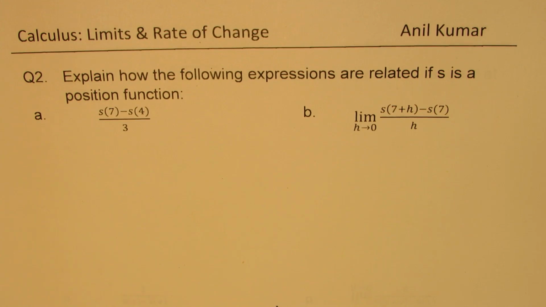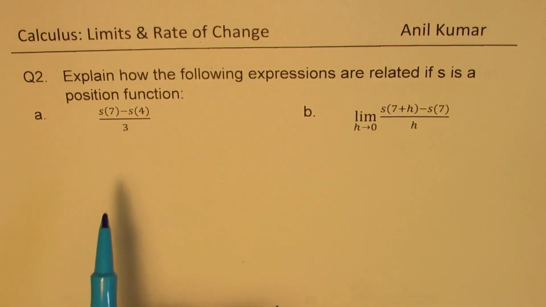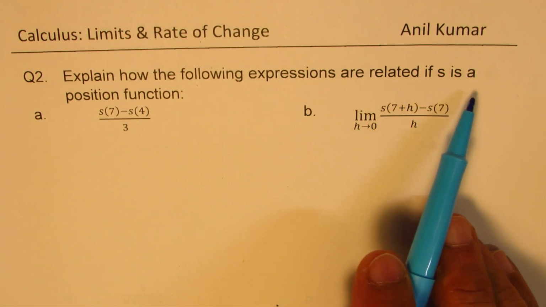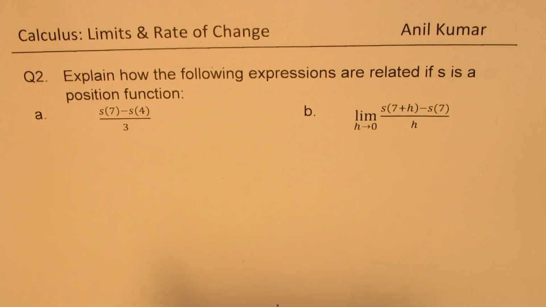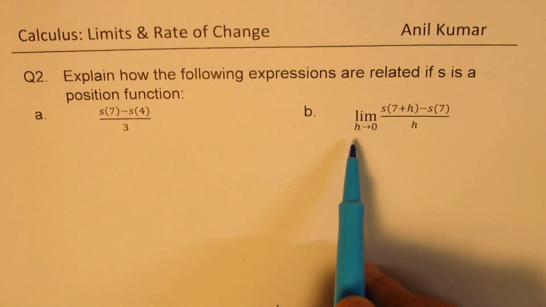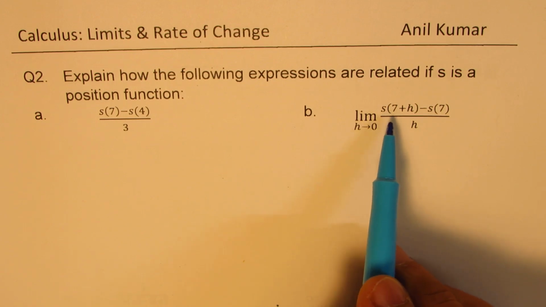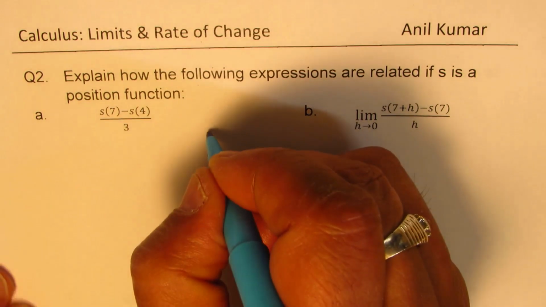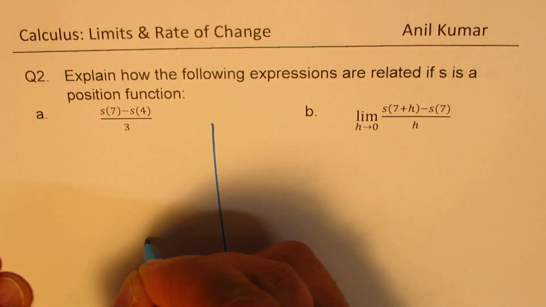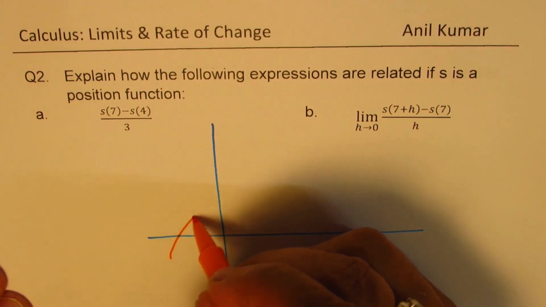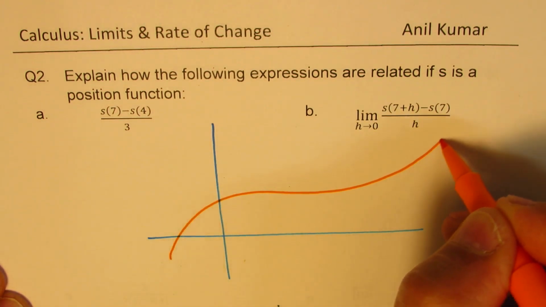Now let us try to understand the solution of question number 2 on a fresh page. Explain how the following expressions are related if S is a position function. S of 7 minus S of 4 divided by 3, and limit as h approaches 0 of S of 7 plus h minus S of 7 over h. So let me sketch a graph. We'll just make some rough sketch here. So let's say we have a function which is kind of like this.